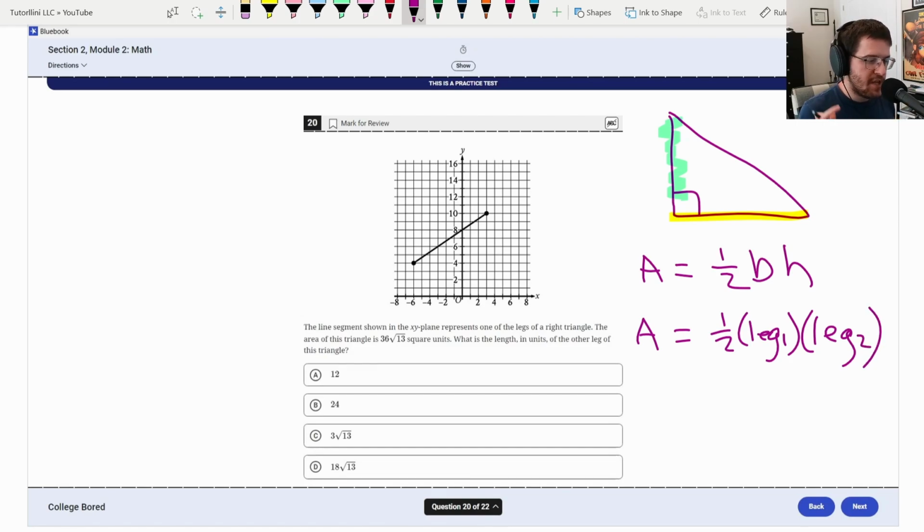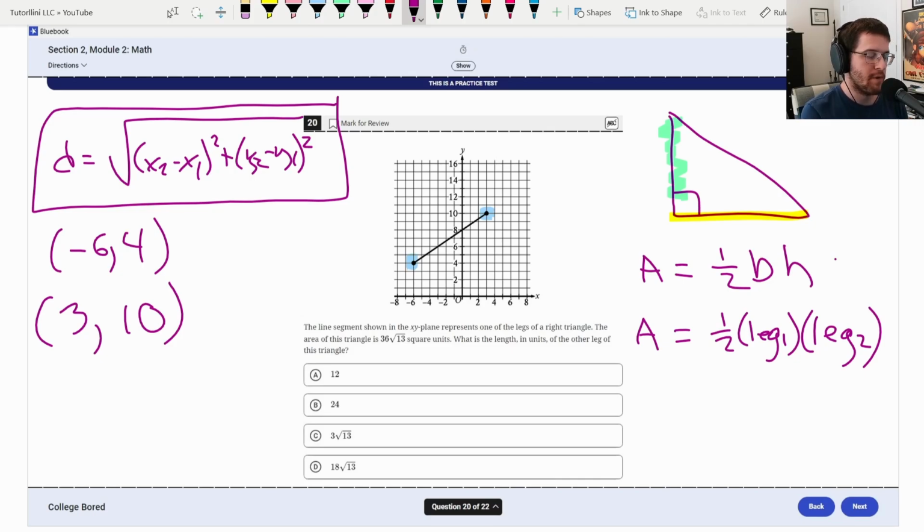So we have the area, and if we can figure out the length of this line segment in the picture, we'll have one of the legs, and then we can do like one step of algebra to find the other leg. So there's a couple ways to find the distance of a slanted line segment in the coordinate plane. I'm going to use the distance formula. Give me a second while I write that on the board.